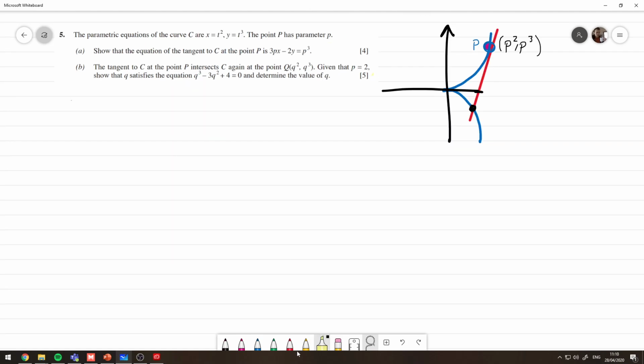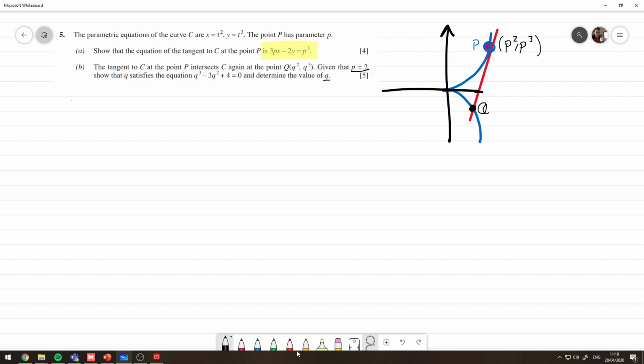We've got this tangent that we've just found the formula for, and that tangent crosses the curve again down here at the point called Q. We're given a p-value, we're told that p is 2. We're supposed to come up with this equation, q cubed minus 3q squared plus 4 equals 0, and solve it to work out what q is. Let's try that.